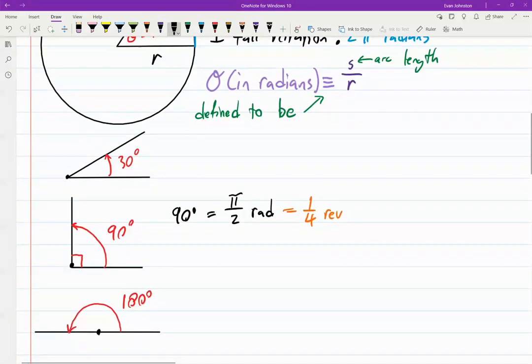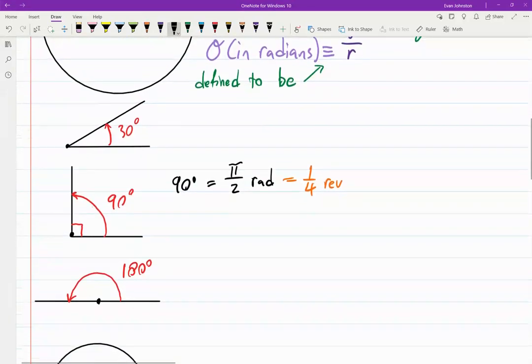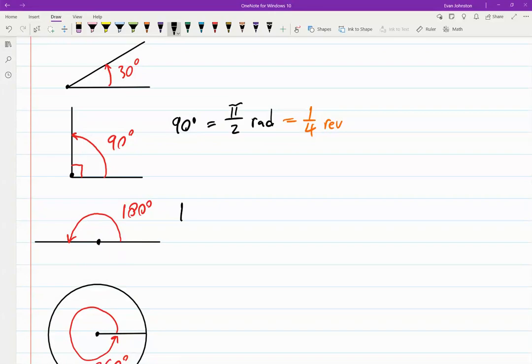Now that we've done the harder first one, we can look at 180 degrees. Well, that's double 90 degrees. That's pi many radians. Or in other words, that equals half a revolution, just 1/2 of a full revolution around the circle.